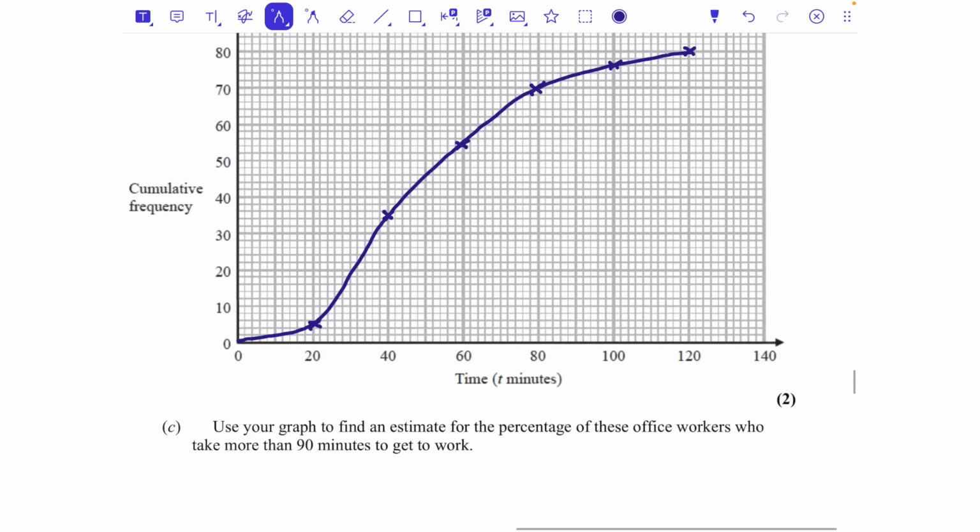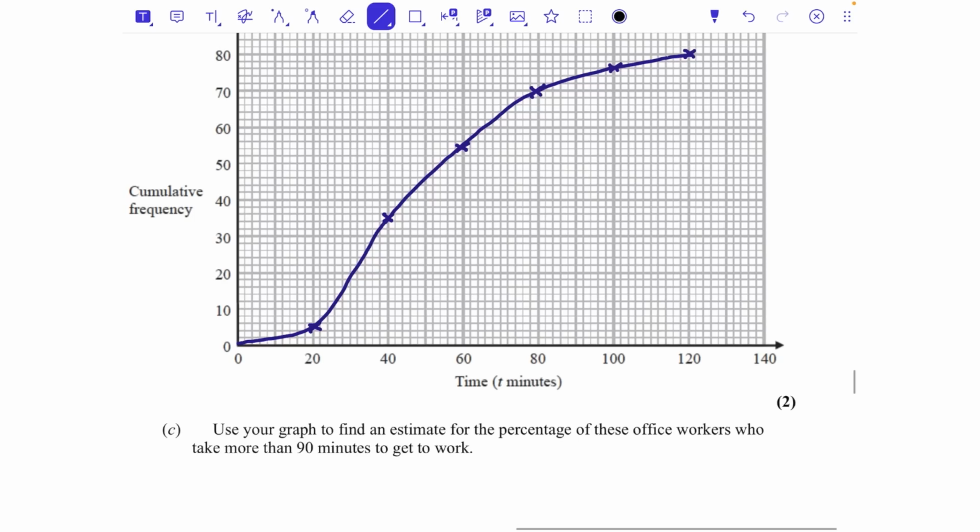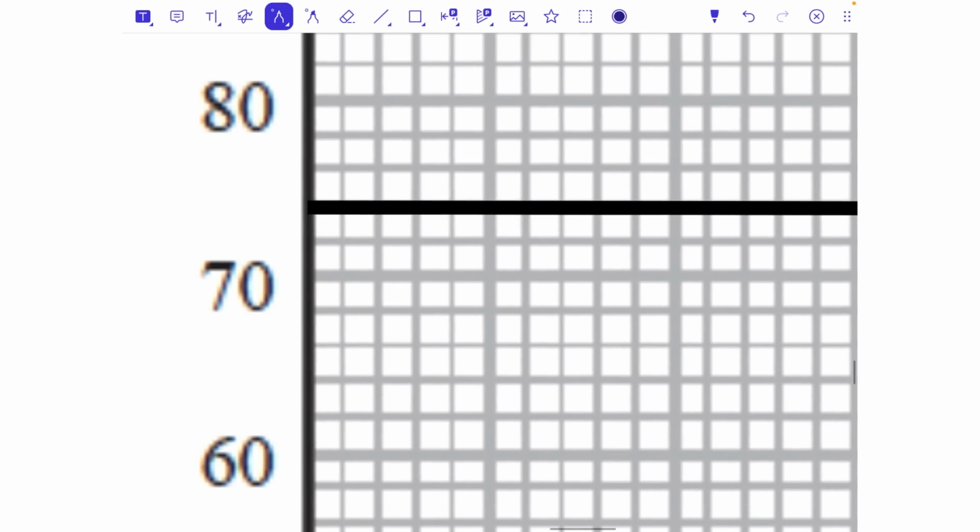It then says use your graph to find an estimate for the percentage of these office workers who take more than 90 minutes to get to work. So for more than 90 minutes, we're going to 90 on the graph down here. We're going to go up and then go across where we hit our cumulative frequency graph. And be really, really careful here. Because this is 10, each square must be 2. So that's going to be 74 there.